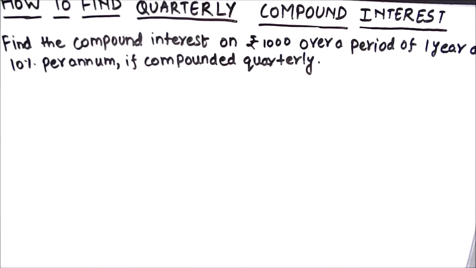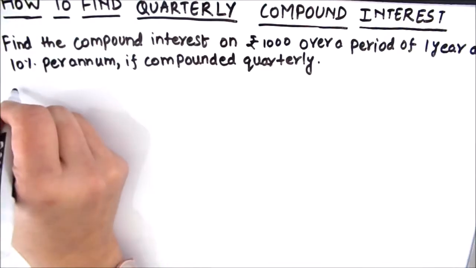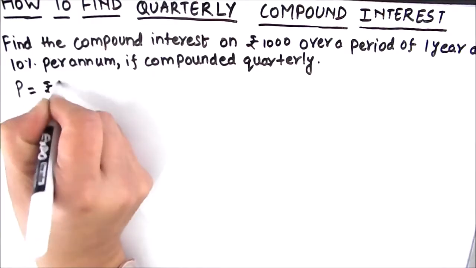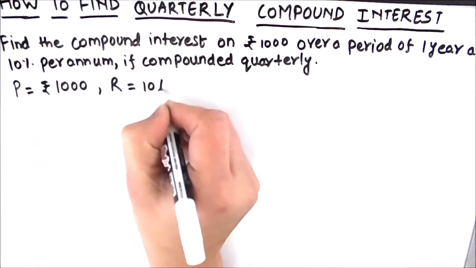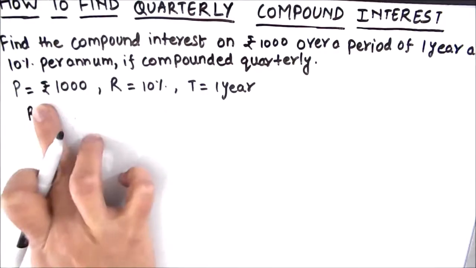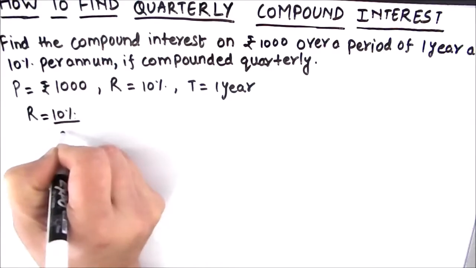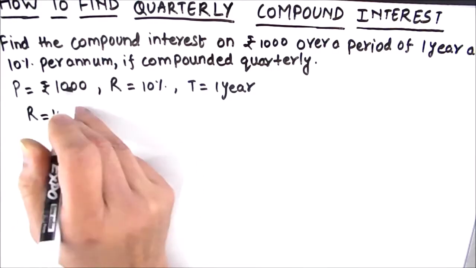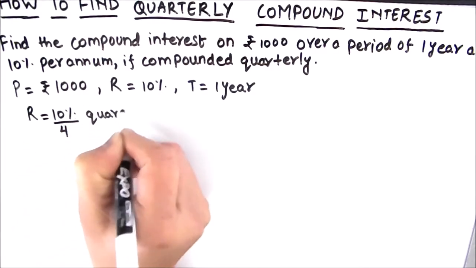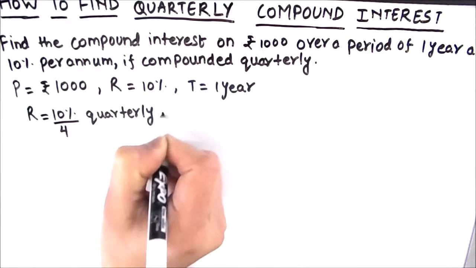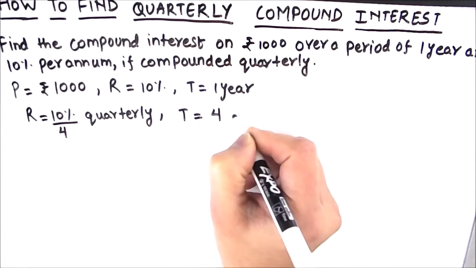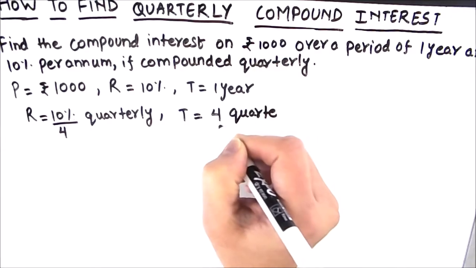So our first question is find the compound interest on rupees 1000 over a period of 1 year at 10% per annum if compounded quarterly. So let us write what is given in the question. Given is principal amount of rupees 1000. Rate of interest is 10% per annum. As rate of interest is 10% per annum, it will be 10% divided by 4 quarterly, because there are 4 quarters in a year, and similarly time will be equal to 4 quarters because there are 4 quarters in a year.